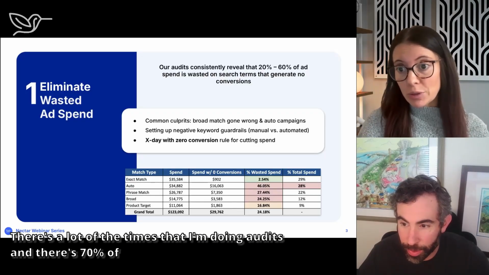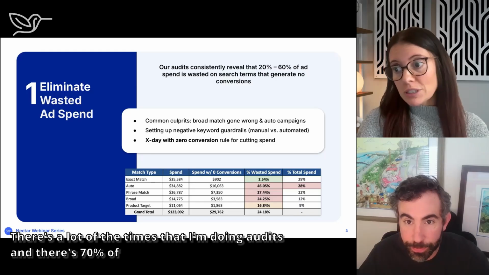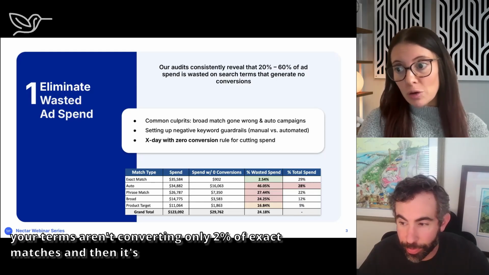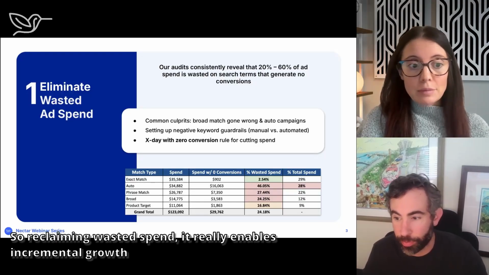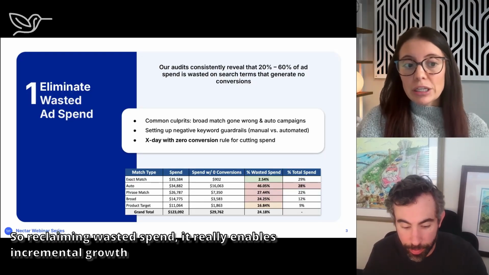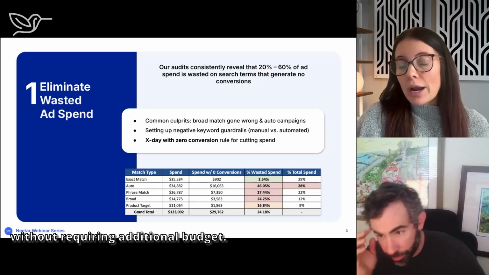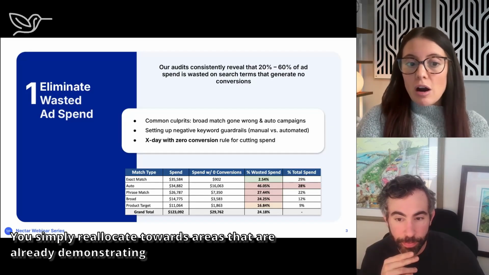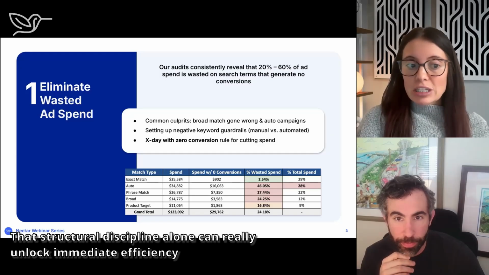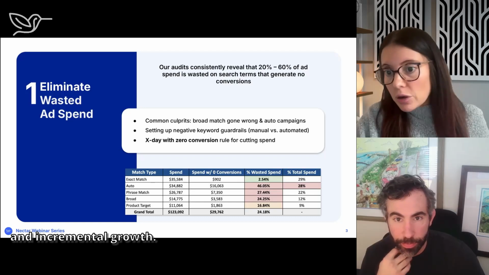There's a lot of times that I'm doing audits and 70% of your terms aren't converting, only 2% of spend is in exact matches, and then it's like 90% in broad. So reclaiming wasted spend really enables incremental growth without requiring additional budget. You simply reallocate towards areas that are already demonstrating purchase intent. That structural discipline alone can really unlock immediate efficiency and incremental growth.